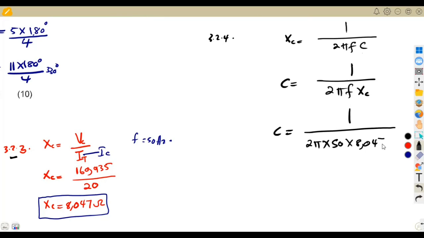All right, so that's it. You're going to use your calculator in this case. If you use your calculator directly like this, you are going to obtain something like 3.955.